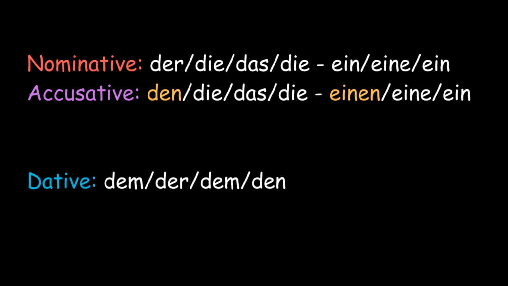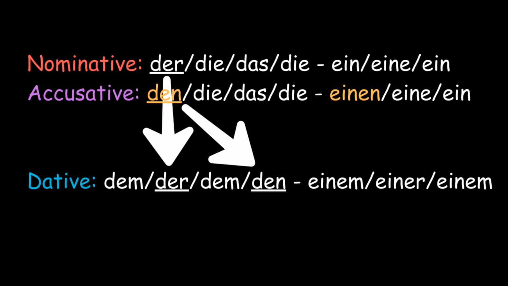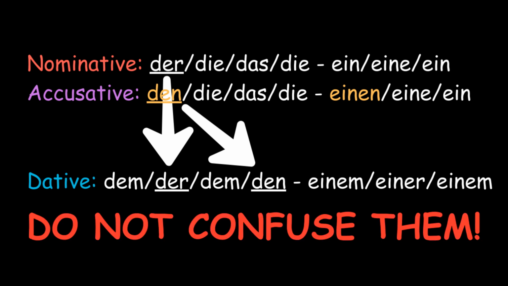The definite articles are dem, der, dem, den, and the indefinite articles are einem, einer, einem. As you can see, the masculine and neuter definite articles changed, and they even share the same articles. But the feminine article is borrowed from the nominative, and the plural is borrowed from the accusative. Do not confuse them with other cases because in the dative they have different meanings.